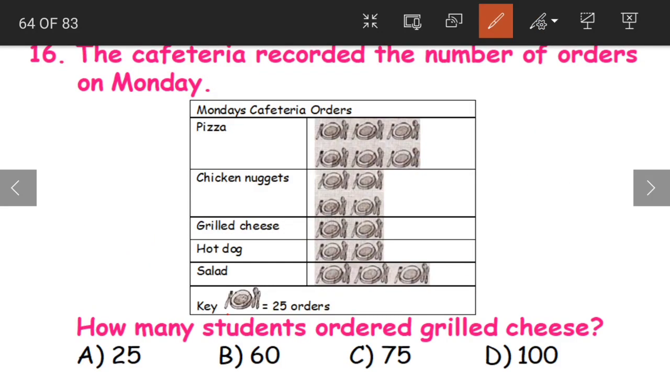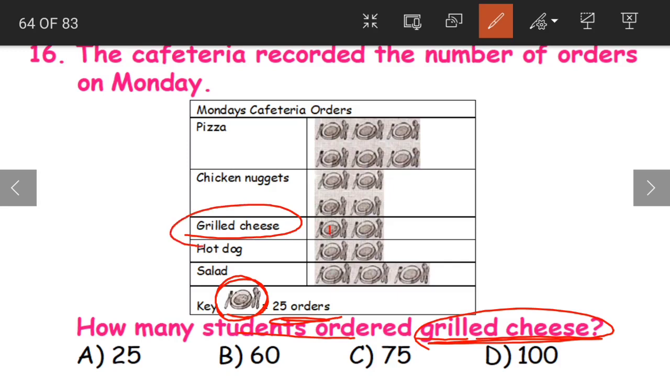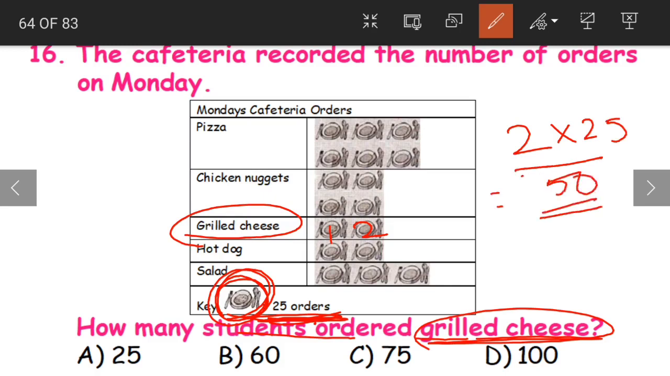Coming to question 16, the cafeteria recorded the number of orders on Monday. Yes, now this one picture represents 25 orders. Now how many students ordered grilled cheese? Look for grilled cheese. Here we have grilled cheese. Yes or no? So grilled cheese is having 2 pictures, and one picture represents 25 orders. So what will be the number of orders, children? 25 into 2 is equal to 50. The total orders of grilled cheese are 50, children.